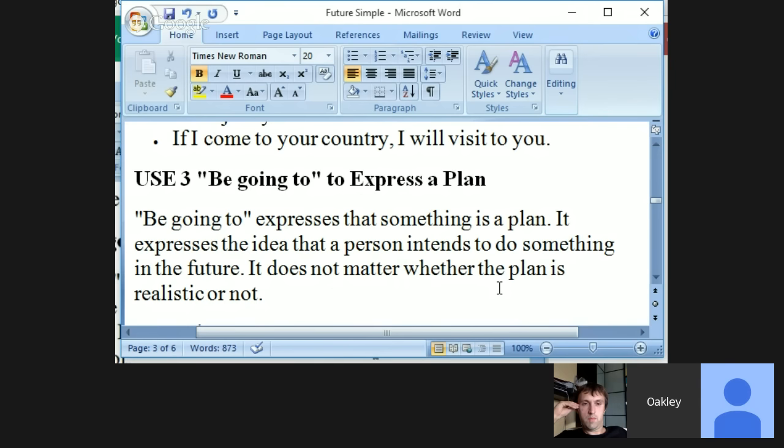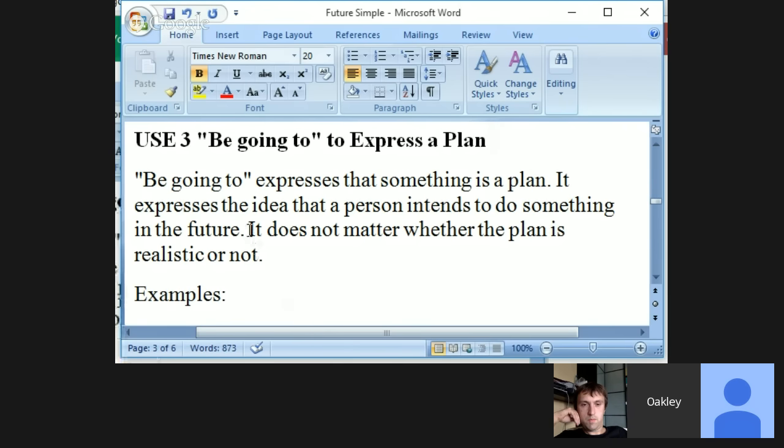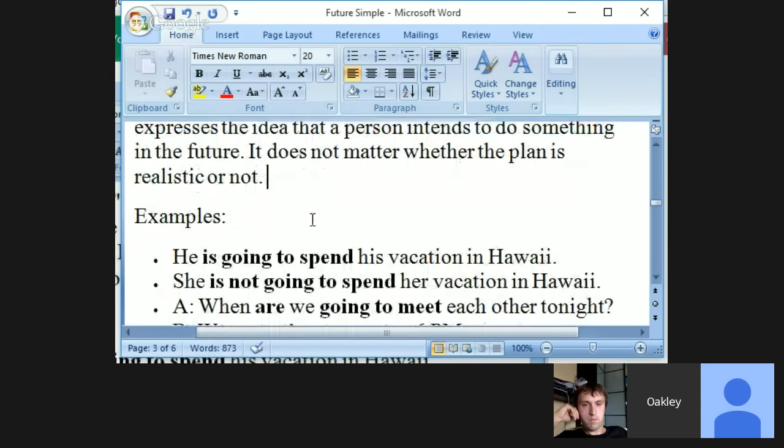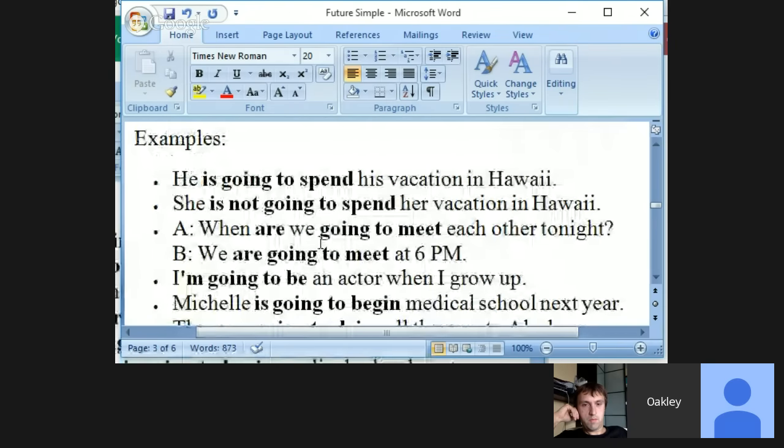If you thought about it before, then you tend to use am going to or be going to. Doesn't matter whether the plan is realistic or not. Okay, that's absolutely true. People make very unrealistic plans, so that has nothing to do with reality. All right, let's look at examples.